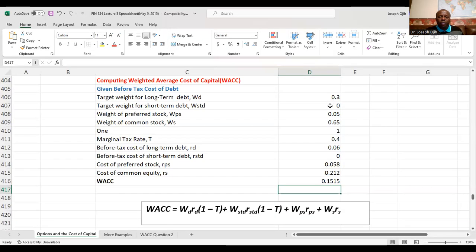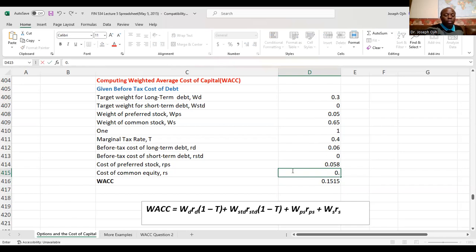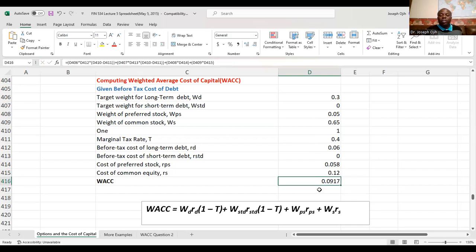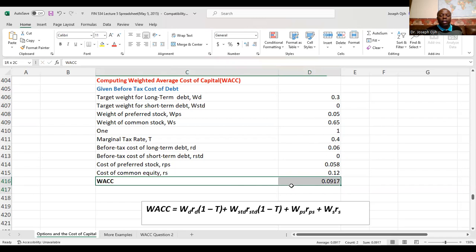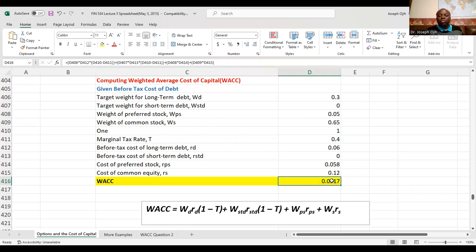So 0.3. Okay, 0.65, 0.4. Okay. I see it right here. Instead of writing 0.212, I wrote 0.21. Okay. RS is 0.12. So I'm gonna change it to 0.12, and that will correct our answer right here. See, it's corrected now. So I'm gonna highlight it. Now, our answer should be in percent, so I'm going to change it to percent. How do I do it? Two ways you can do this.